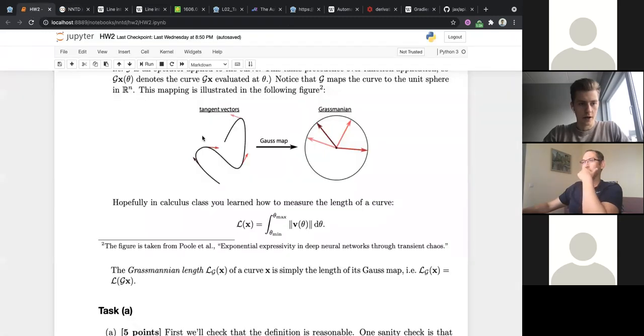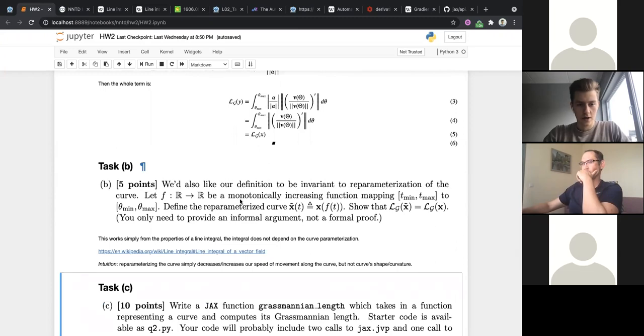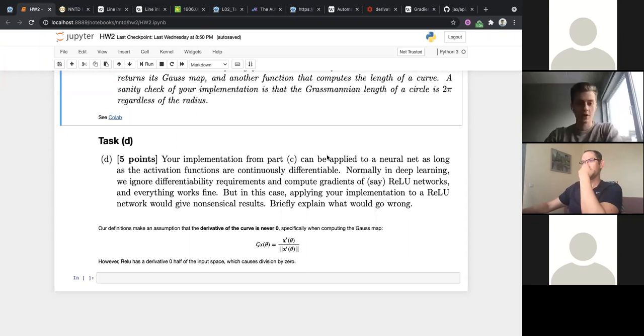Okay, so the final thing is a question on applying what we've done to neural nets and where it breaks. The question is, we can apply the Grassmannian length function to a neural net when we have activation functions that are differentiable, like sigmoid and tanh. But the problem comes with ReLU.